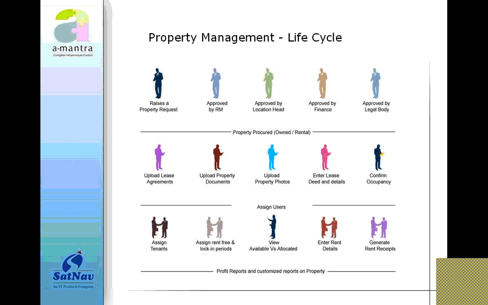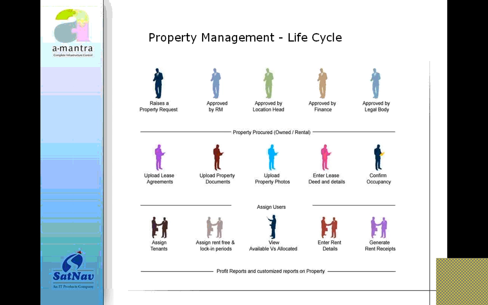Going in a bit of detail on the property management, the property management module is subdivided into 3 modules. The first one: before procuring the property, you can raise a property request saying in this location I need a property, which goes to your immediate reporting manager who approves that particular location and goes to the location head. The location head will identify several other properties in that particular location and finalizes on one property.